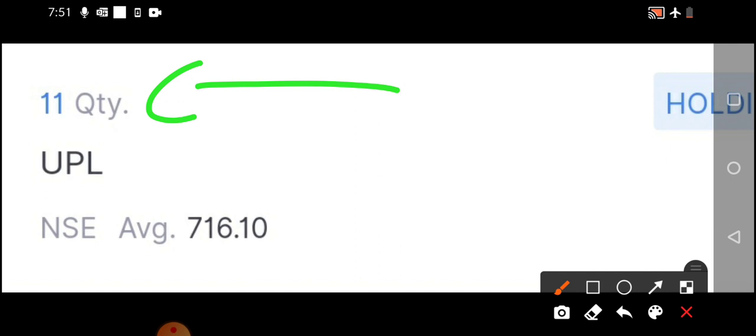So now let's go to the technical charts again, and we'll see how to trade, how to manage the trade, and when to book the profit. All these things we'll understand.